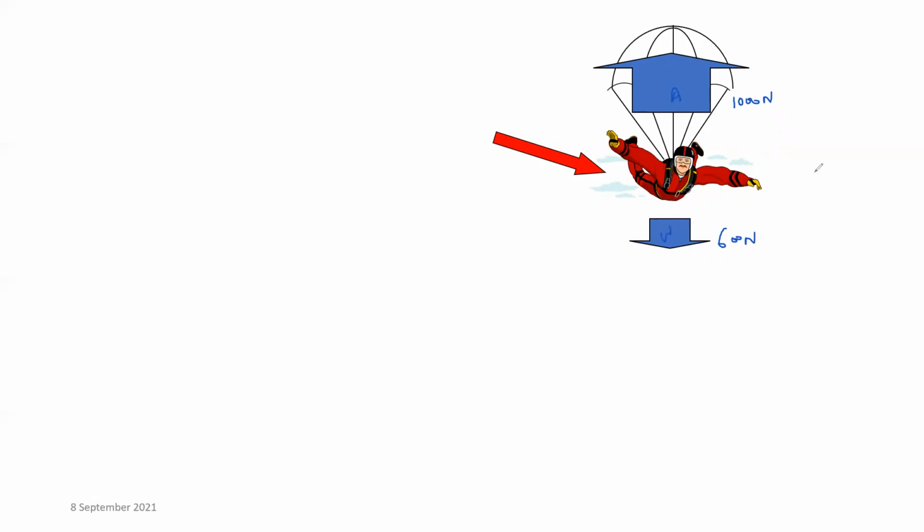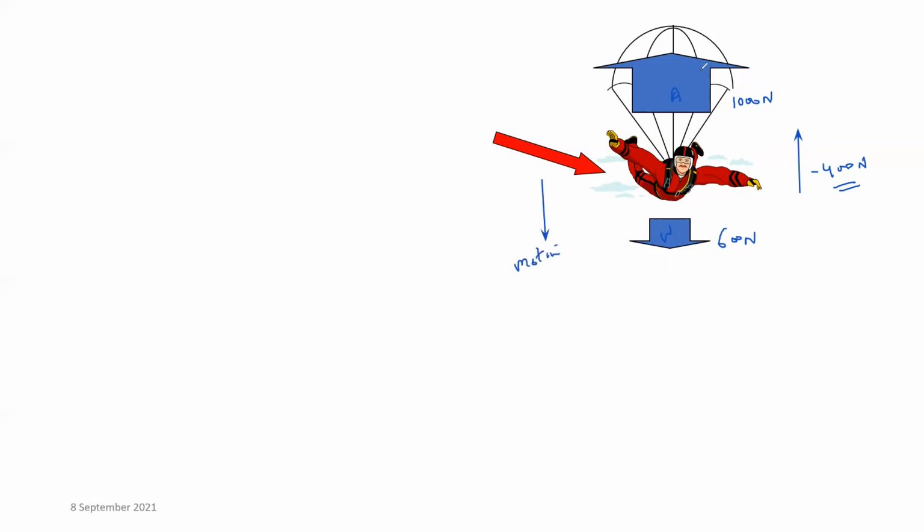So resultant, yeah, that's good. The minus 400 Newton is the resultant force. What is the meaning of minus 400? It means the resultant force is upward. So the resultant force is upward and the parachutist is moving down. This is the direction of the motion.